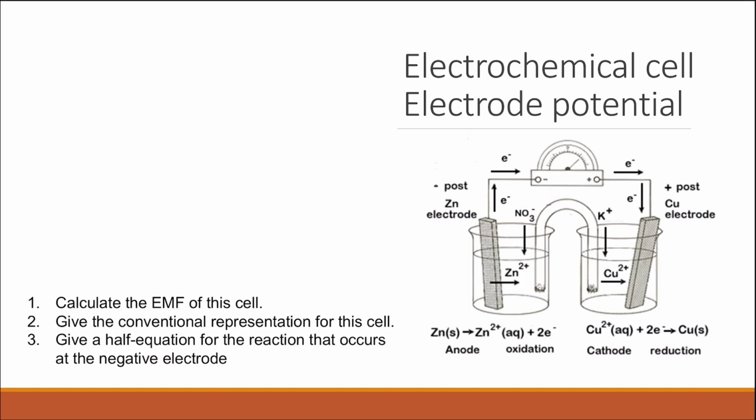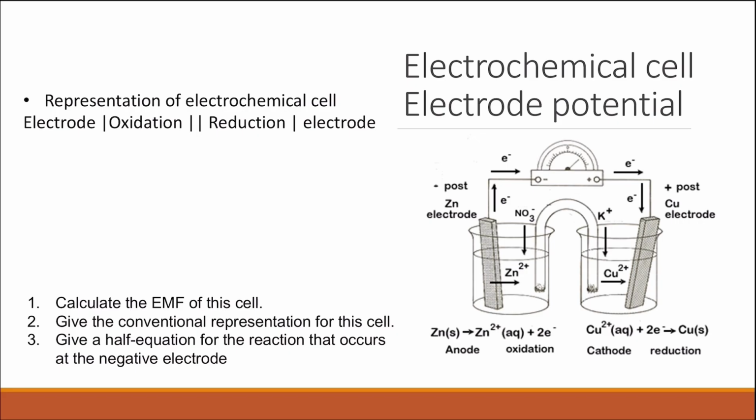Electrochemical cells and electrode potential. So the most common questions are to calculate the EMF of a particular cell, give the conventional representation of the cell, give a half equation for the reaction that occurs at the negative electrode. So remember how to represent an electrochemical cell. You start with the electrode, and then you have the phase boundary, and then the oxidation reaction first, and then this is the salt bridge, and then the reduction reaction, and you end up with the electrode as well.